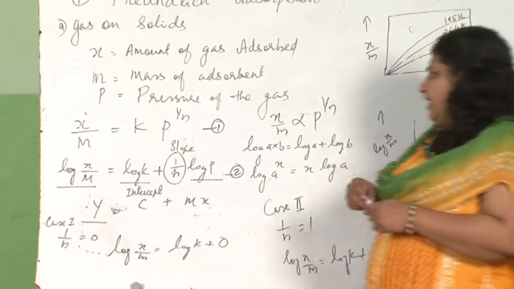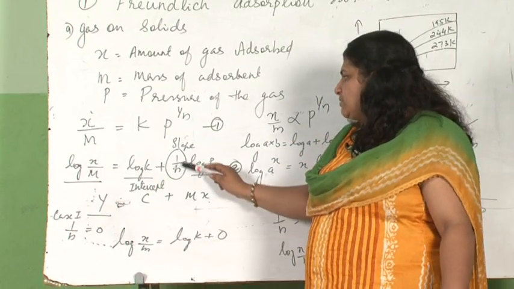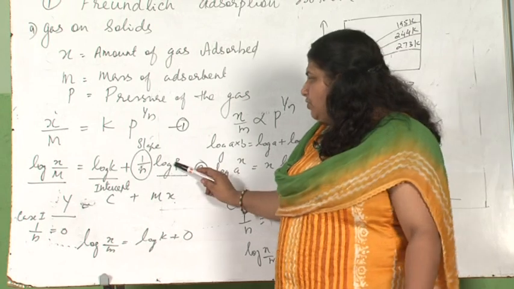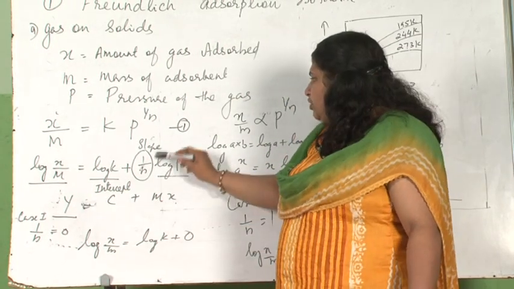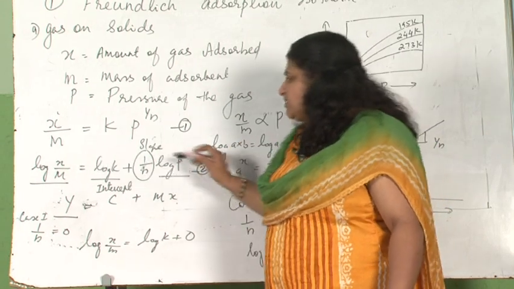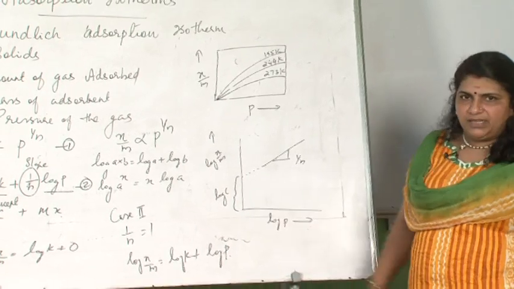Now I have taken logarithm, so it is log x by m is equal to log k plus 1 by n log p. As you know, it is y equals mx plus c. If I plot log x by m versus log p, it will be a straight line having slope 1 by n and intercept log k.